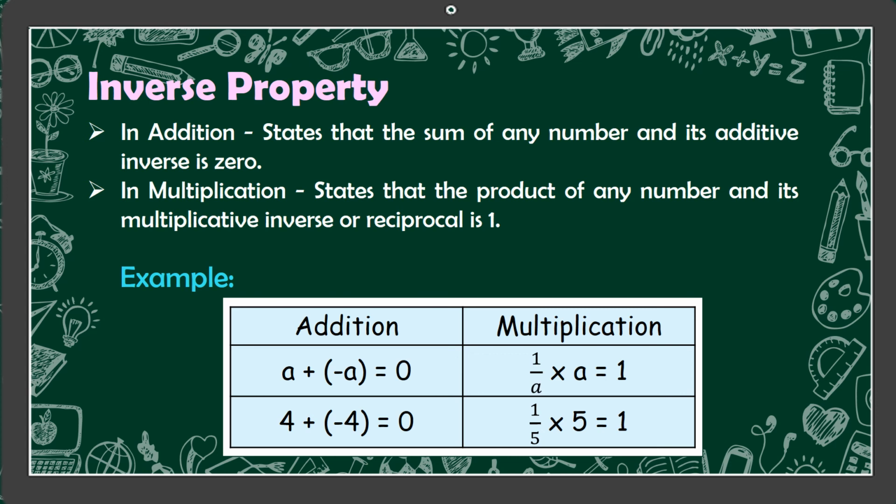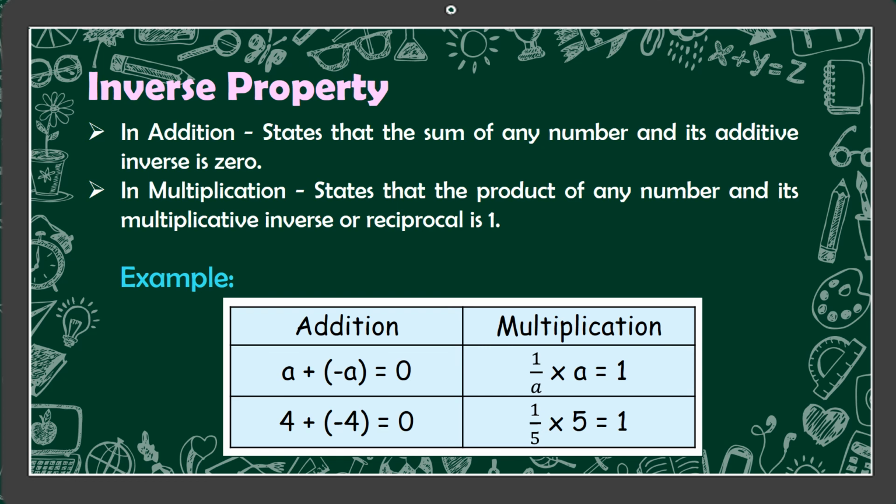So sa inverse property, para sa addition, we will just add any number para makuha natin yung additive identity, which is 0. So, kailangan laging mag-equal sa 0. And in multiplication, dapat mag-multiply tayo ng number na mag-equal lang sa 1.